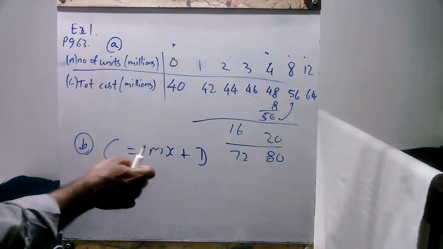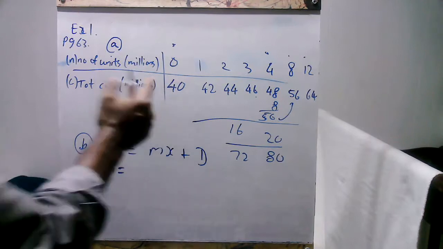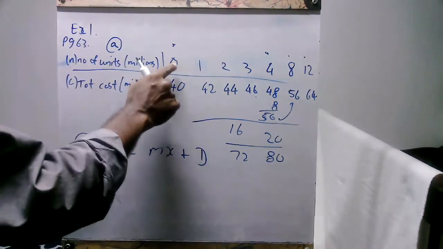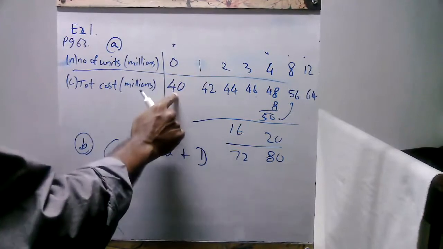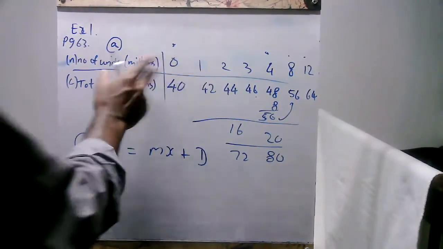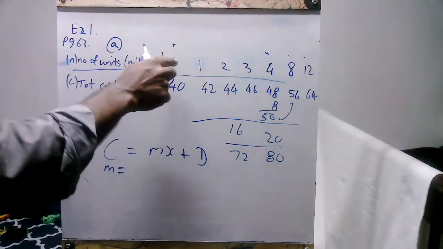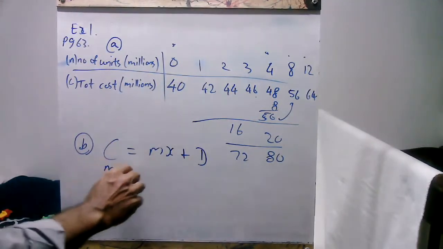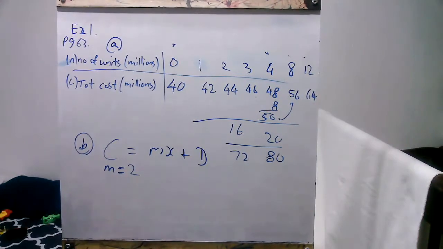M is cost per 1 unit. For 1 million units, they spend 2 million. That means, forget about million story. To produce 1, they spend 2. Therefore, M should be 2.